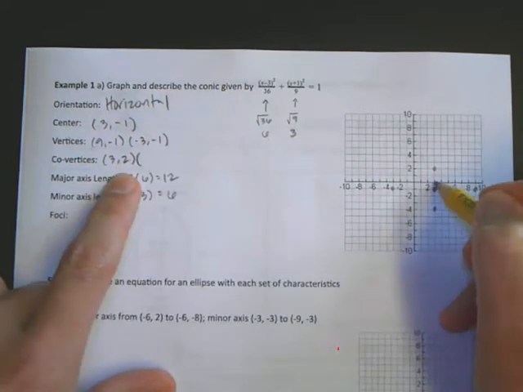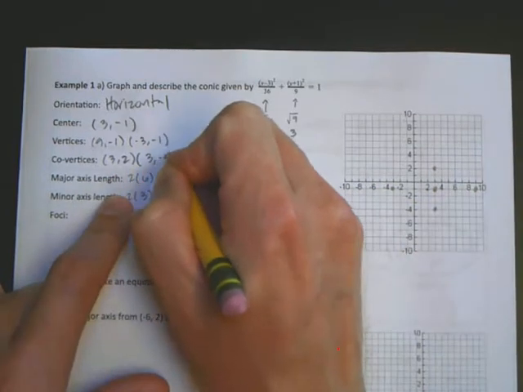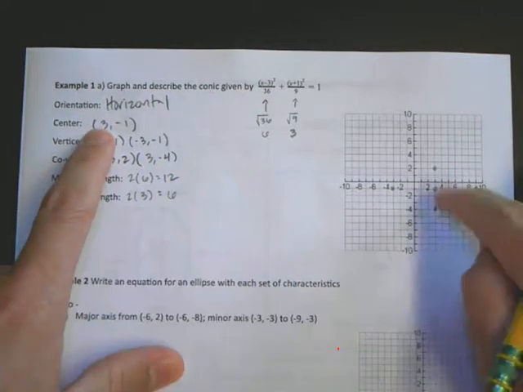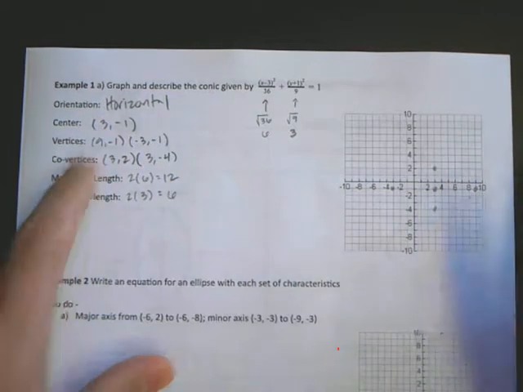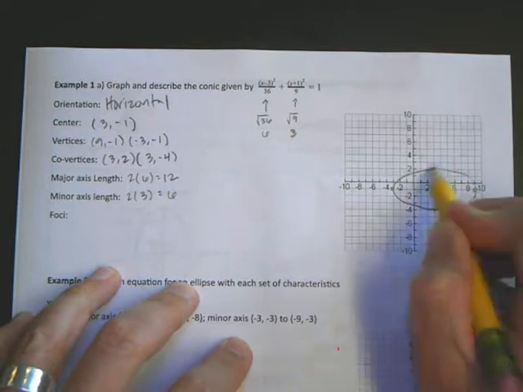Be careful counting that one. Positive 3, negative 4. Do notice that the x values there are the same as our center because they lie up and down from the center. There's our ellipse, ladies and gentlemen. We have just graphed it, and that is how we're going to get there from these pieces.